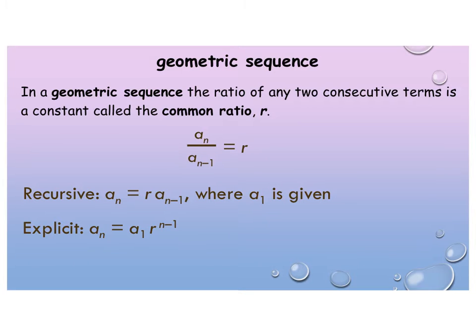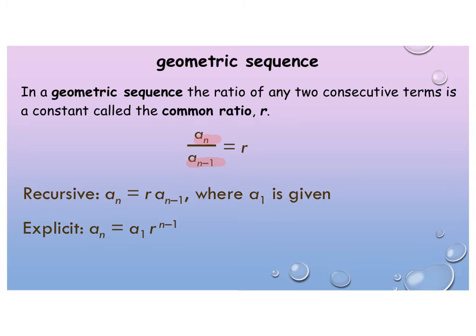Okay, geometric sequence. The ratio of any two consecutive terms is constant. Now this is critical that you take note of this. It's one term over the term before. So if I have all my terms, it's going to be a sub 4 over a sub 3, not the other way around. A sub 2 over a sub 1. That's how we determine if they're geometric, is we find that ratio 2 or 3 different times and see if it's always the same.